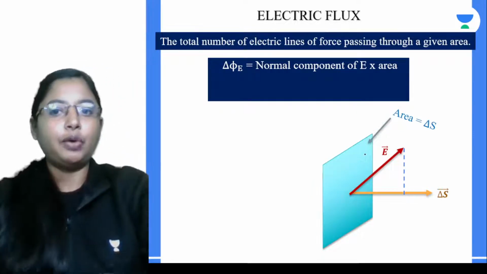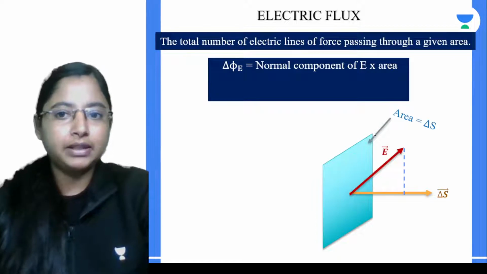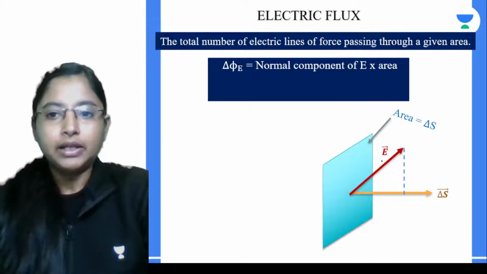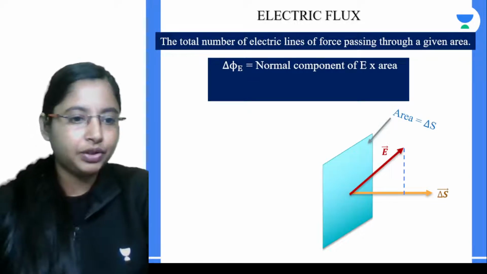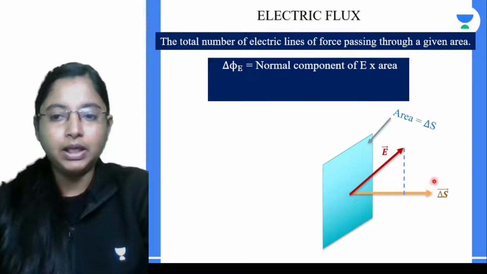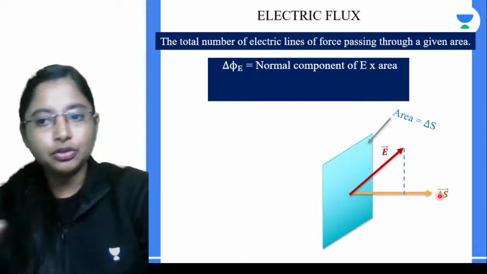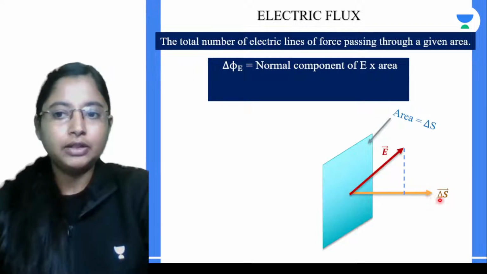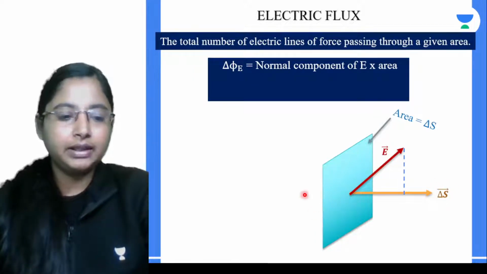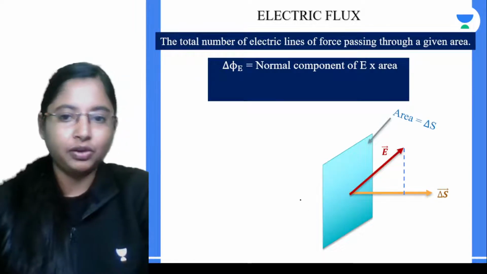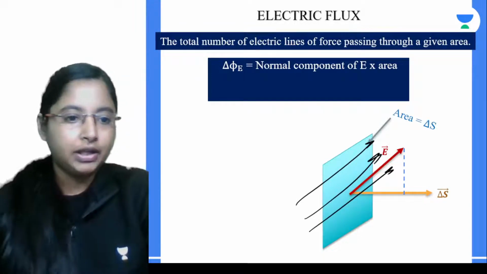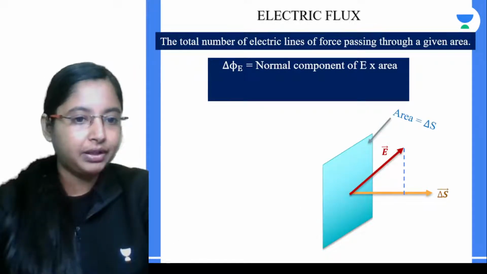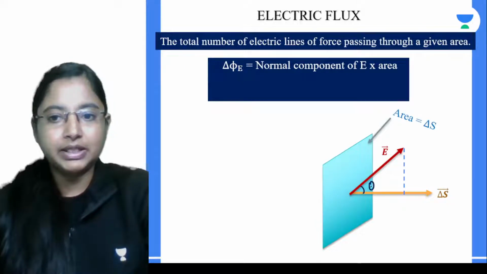Electric flux is nothing but, for a given area, how many electric field lines are passing through. So for this particular surface, we take a normal, and that gives you the direction of the area vector over here. This is the area vector, delta S. In this case, the electric field lines are in this direction. Let's take one such electric field line, and the angle the area vector makes with the field is theta.